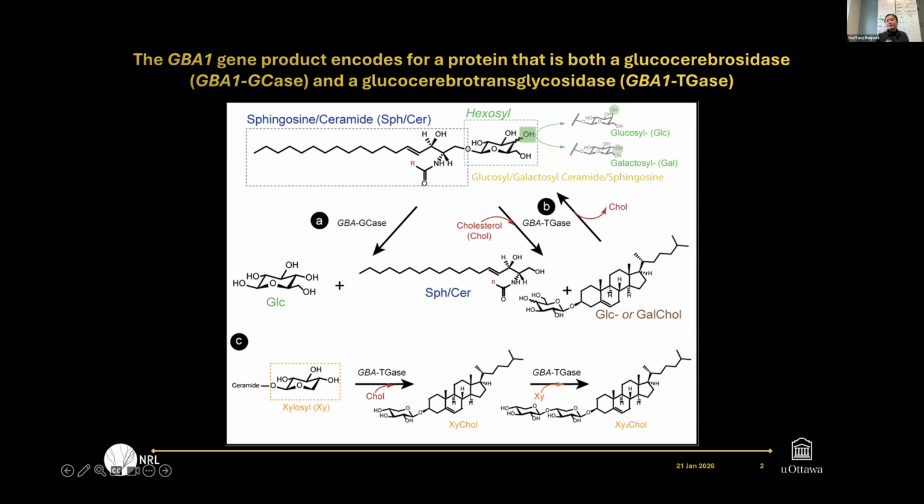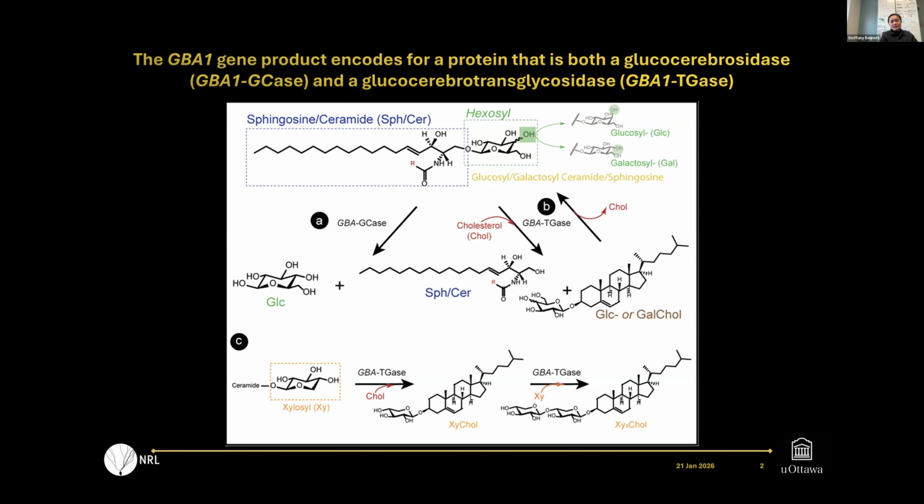In the context of PD, this activity of GBA1 enzyme is much less known compared to other conditions, such as Niemann-Pick C disease, a condition which is marked by the intralysosomal accumulation of cholesterol. The level of glucosylcholesterol has been shown to be elevated. So our interest is to better understand the transferase activity of GBA1 enzyme in the context of Parkinson's disease.